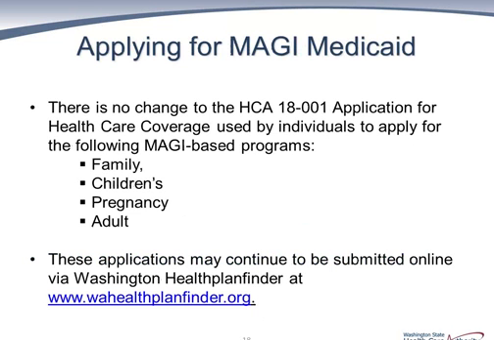If we're applying for MAGI Medicaid, and I think we talked about it on your earlier slide, there is no change in how you do that. We encourage individuals to go online to Washington Health Plan Finder if they're comfortable doing an online application, or if they're more comfortable doing a paper application, they can certainly complete the 18001 and turn that in. That application, again, beginning May 1, will be for programs where individuals are applying for family, children, pregnancy, or the new adult group.